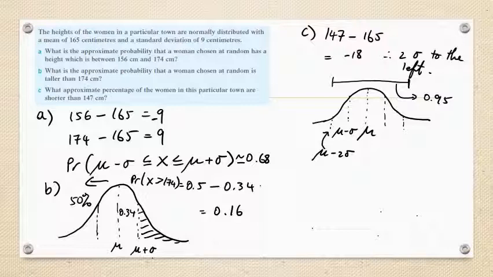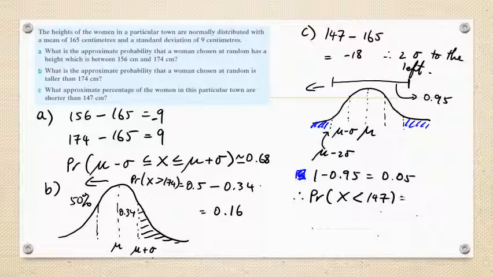We want shorter than that, so we want to go to this side. Now, because it's symmetrical, we know that if we do 1 minus 0.95, that gives us the section to the left. Come on, rub out. This gives us this section and this section. However, we just want the bit on the left, so then we need to halve it. So therefore, the probability of it being shorter, so less than 147, is equal to 0.025.